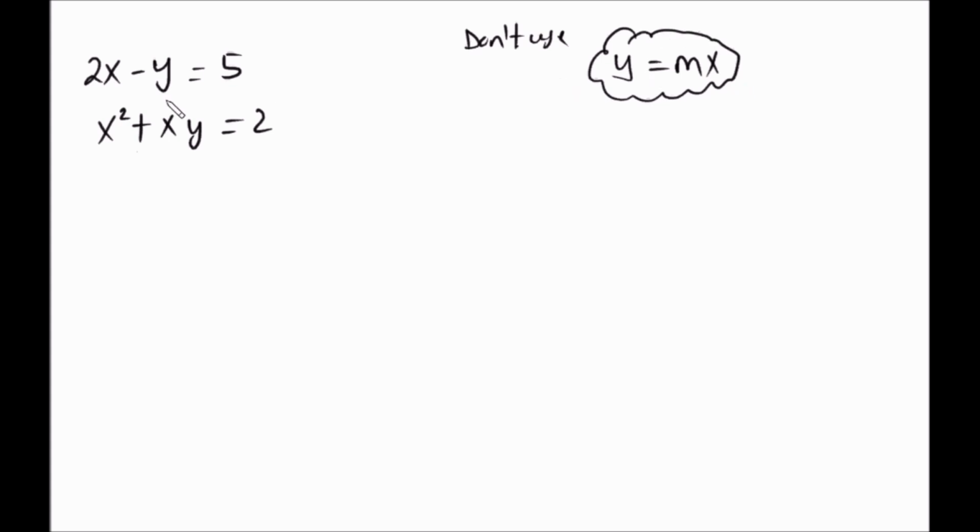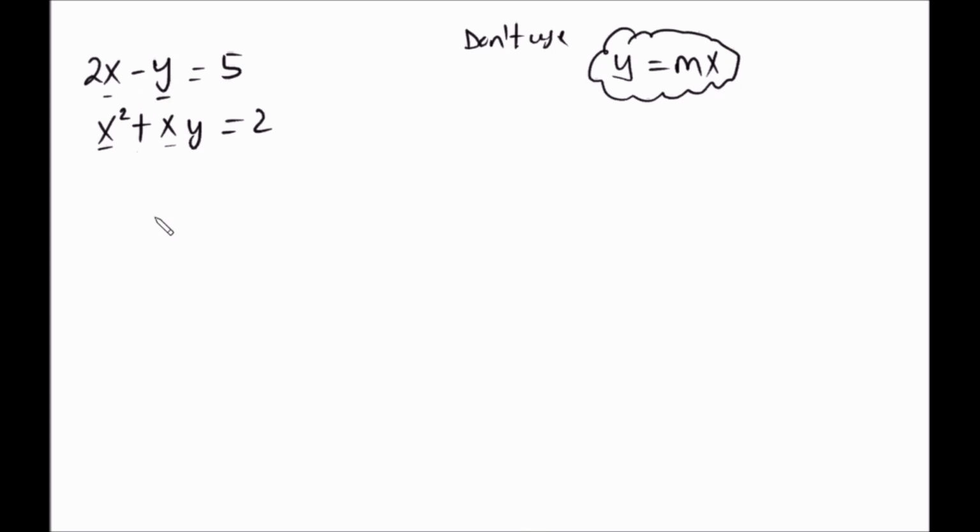Kwa nini? Kwa sababu huku hatuna product of two variables. Tunaona hapa tuna product of two variables x na x, hapa tuna product of two variables x na y, lakini hapa tuna only a single variable. So we want to be able to factor out x squared in both of the equation. Kwa hiyo hapa tutatumia substitution method.